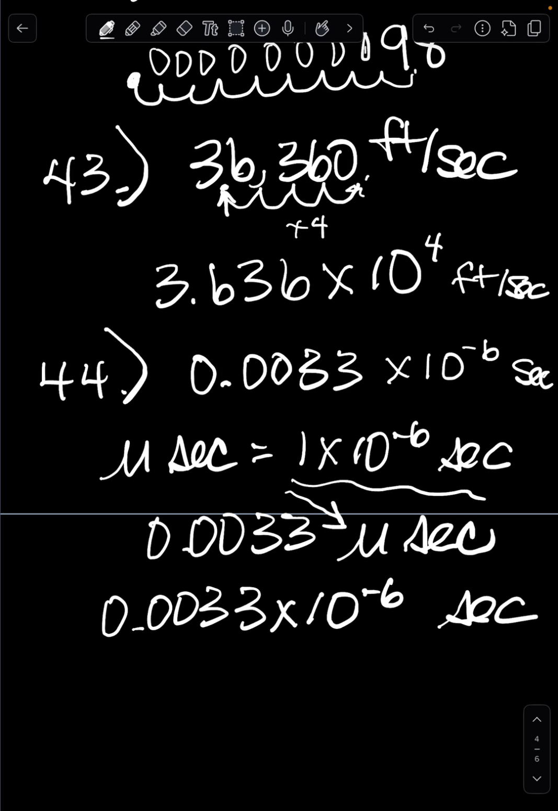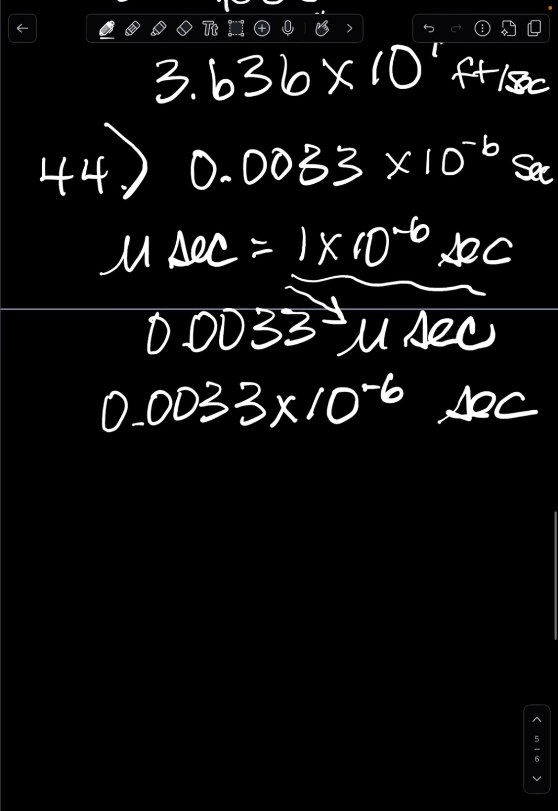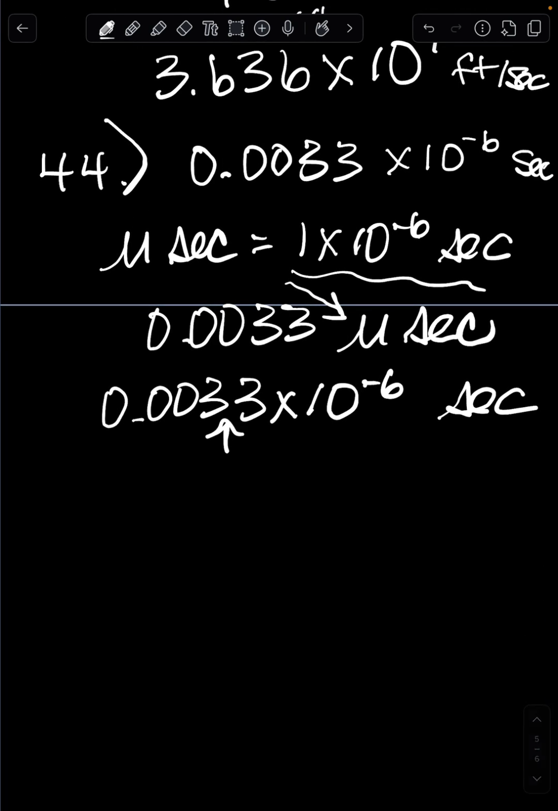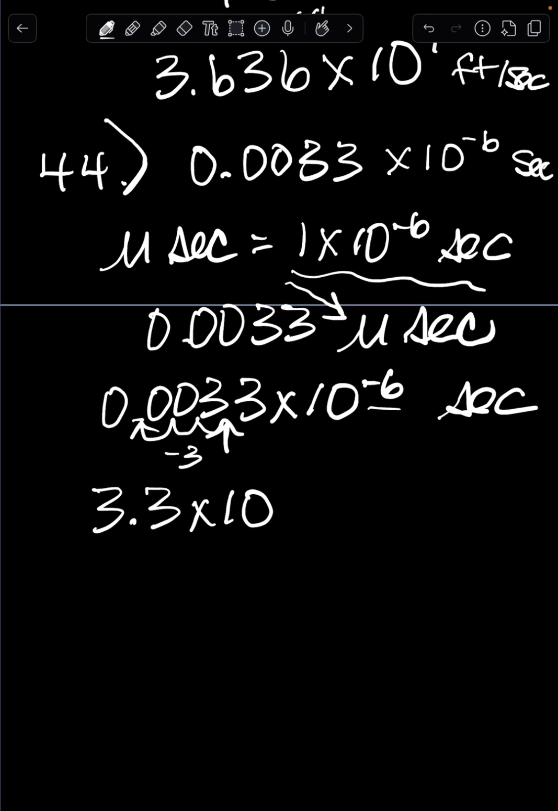Okay, now let's try it again. So we still want to have our decimal be here, which is going to give us 3.3 times 10 to the some power that we don't know yet. So if our decimal is here, we have to go 1, 2, 3 to the left, but we were already -6 to the left, which means the -3 and the -6 is going to make us be -9. So this is scientific notation.